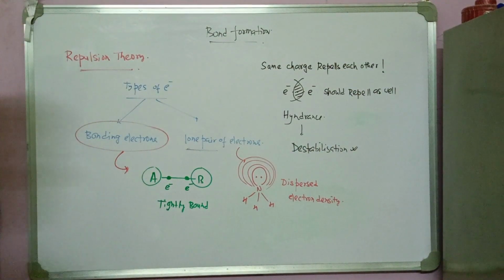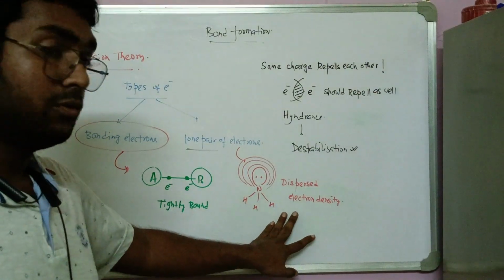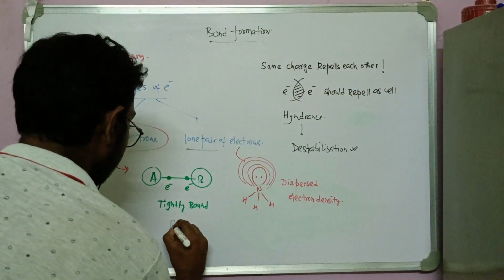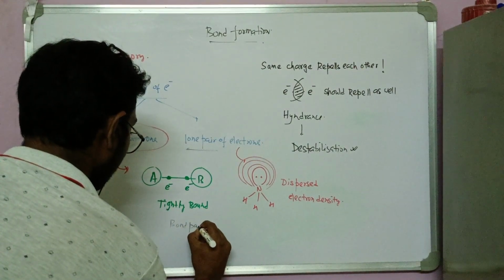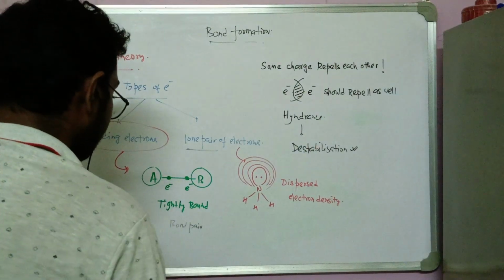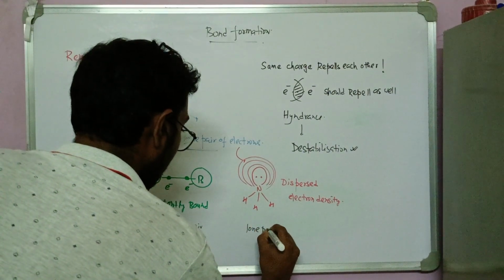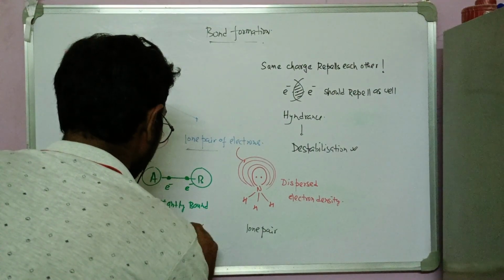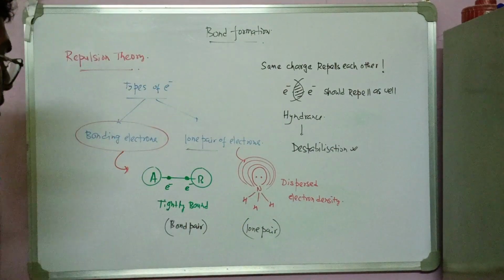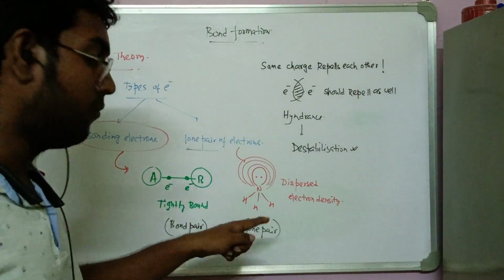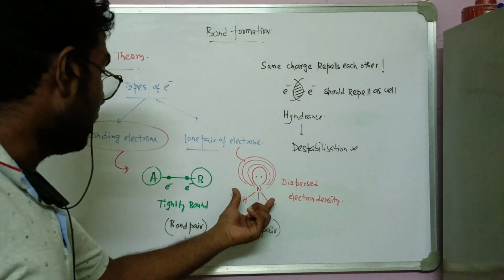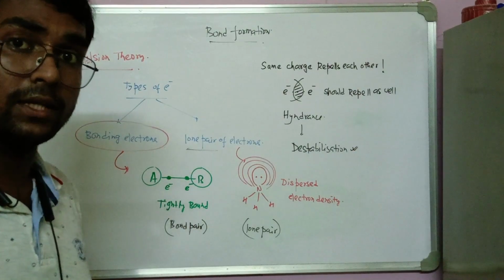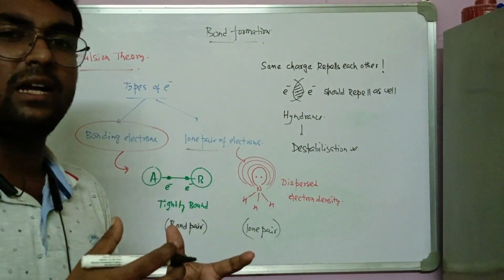Now give me an answer. If I tell you that there are two types of electron pairs, one is bond pair and this is lone pair, and both are present in such kind of system, then what repulsion will be dominating over another one? That is, if two bond pairs are present and if two lone pairs are present. We know that lone pairs are more dispersed because they have less influence over the nuclei of the atoms, but the bond pairs are tightly bound.